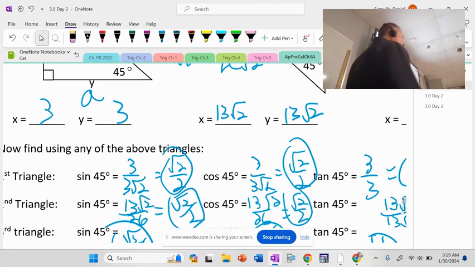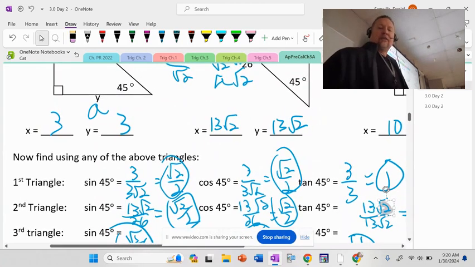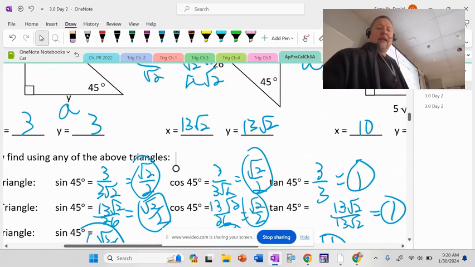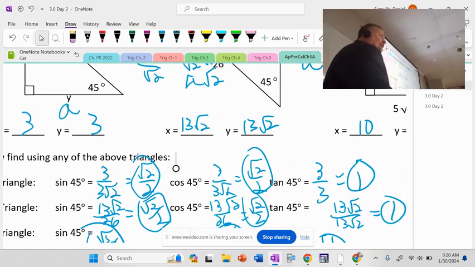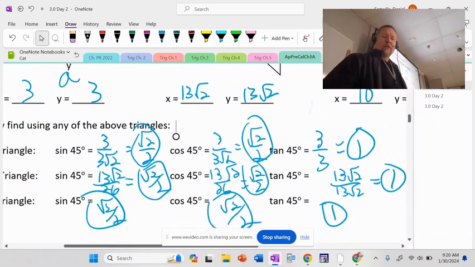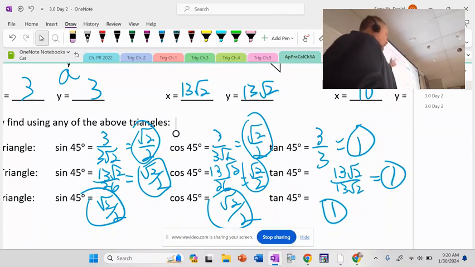Well, it really is the same question, just a different looking triangle. I want you to understand that this is always going to happen. This was the connection. It doesn't matter what the sides are in a 45, 45, 90, the same trig values are going to happen. For the tan of 45, 13 root 2 over 13 root 2 ends up being 1 again. And then the last one, I take the values in that triangle, I reduce, I rationalize, and I should get root 2 over 2.